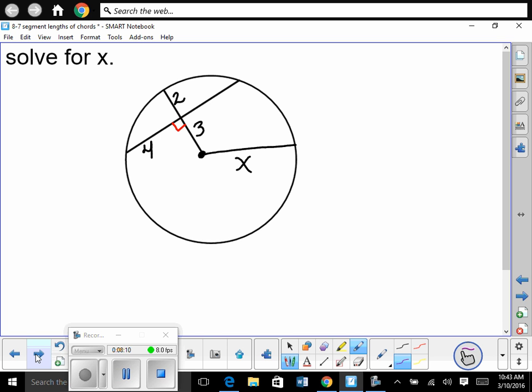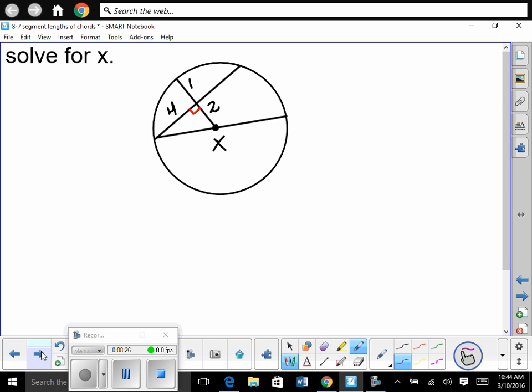Cox, how'd you know it was 5? 3 plus 2 equals 5. Oh, no matter where we draw a radius, it's 5. So x is equal to 5. Are we all comfortable? Can we say anything about 4? Does 4 have anything to do with the radius? No, so be careful.